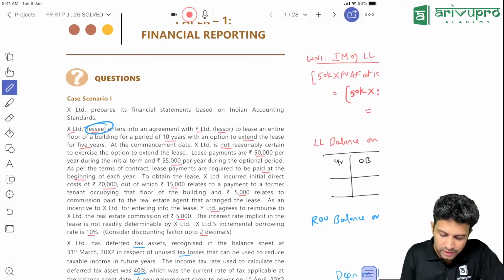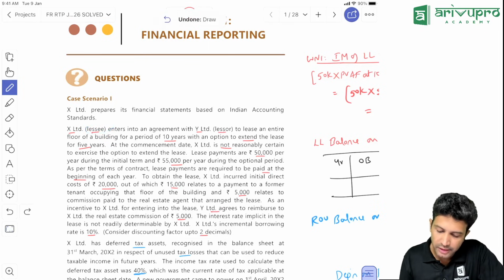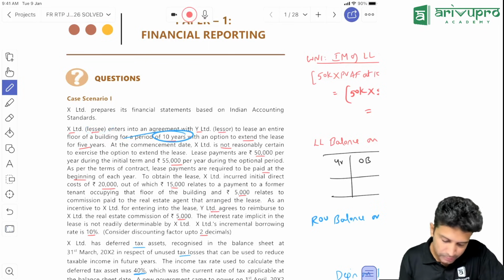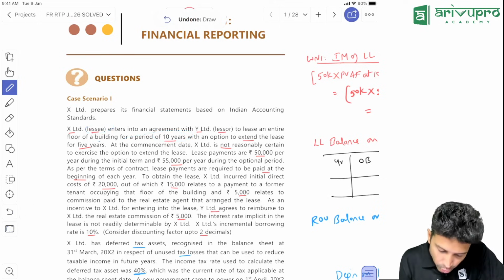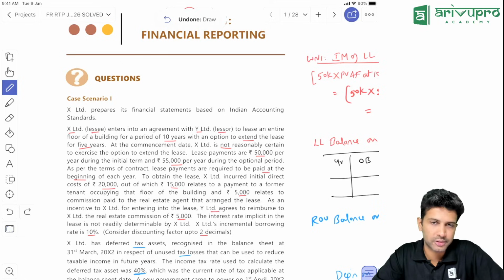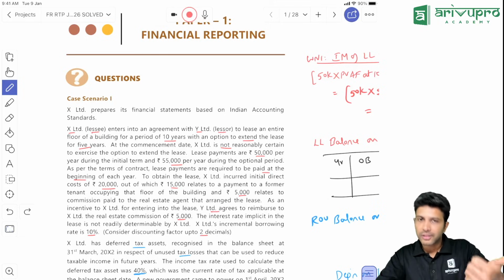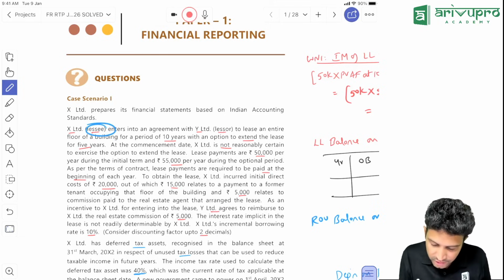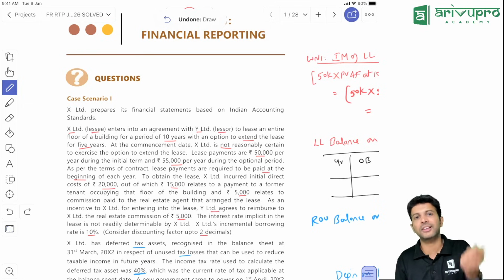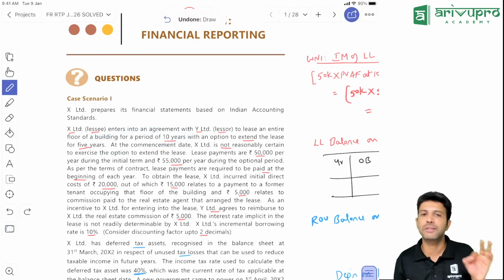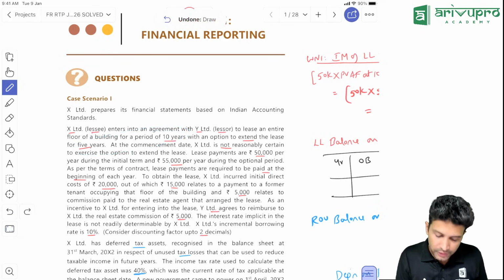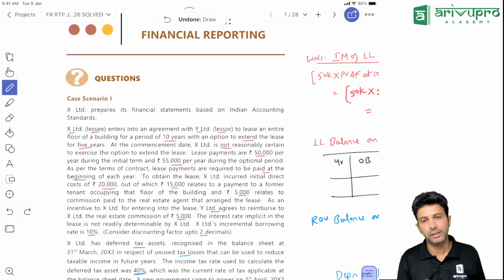Now, X Limited is a lessee. They've entered into an agreement with the lessor, that is Y, and the initial period called out is 10 years. But you also have an option to extend this lease for 5 years. Now, what will be the lease term? Sir, that depends on what? If the lessee is reasonably certain that they will go for the renewal option, they'll exercise it, then the lease term will be 10 plus 5, which is 15 years. If the lessee feels no, they will not go for the renewal option, then the lease term will be 10.